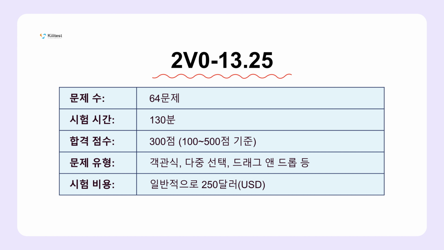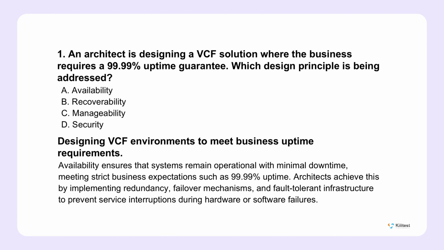And yeah, speaking of the exam, our sources give some helpful context. It's 64 questions. You get 130 minutes. Passing score is 300 out of 500. And you'll see a mix, like multiple choice, multi-select, drag and drop. Oh, and the fee, usually around $250 US. Okay, so let's unpack this. Let's explore how these VCF ideas actually translate into real IT infrastructure that works.